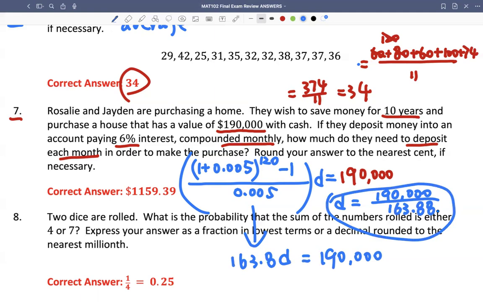Once we divide those two numbers, we get about 1,159 and 39 cents when rounded. So in order to purchase a $190,000 home, saving up for 10 years with an interest rate of 6% compounded monthly, they need to deposit $1,159.39 each month. All right, so that's 7.